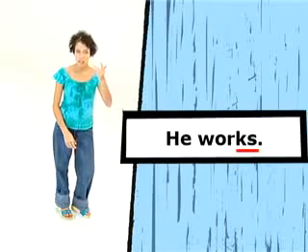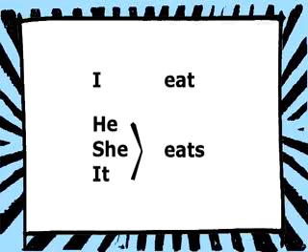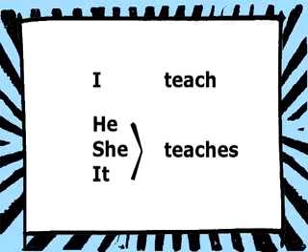She or it. I work. He, she, it works. I learn. He, she, it learns. I eat. He, she, it eats. I do. He, she, it does. I teach.